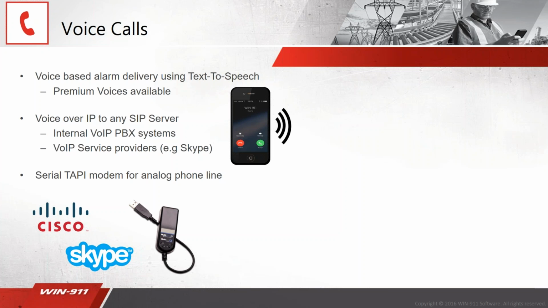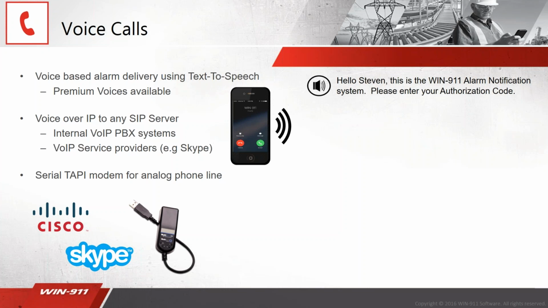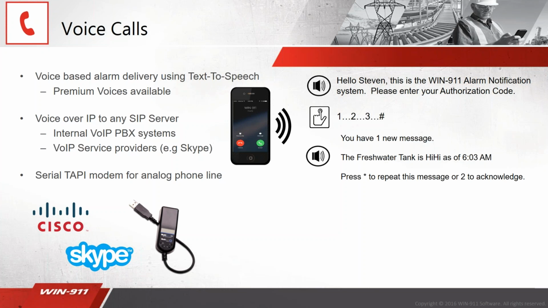So when it calls you, you have that customized greeting that you can create. You can make it say anything you like. You can have customized greetings for individual people. So in this case, it's going to say, hello, this is WIN-911. Please put in your authorization code. So I'll have to put that in. So let's type that in, and we'll pound. And then it's going to tell us the alarm information. And then I can push star to repeat that message, or push 2 to acknowledge.